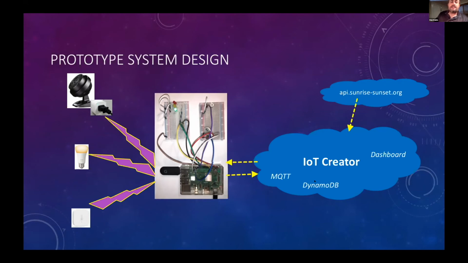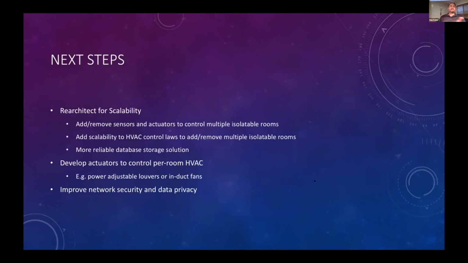And the idea here is what I would do next is start to add more to this. First thing I would do is re-architect it for scalability. I need to be able to add and remove sensors and actuators so that I can control multiple rooms that can be isolated by closing the doors. In my case, I have 2 kids, but some people have more, some have less, so it has to be scalable along that line.